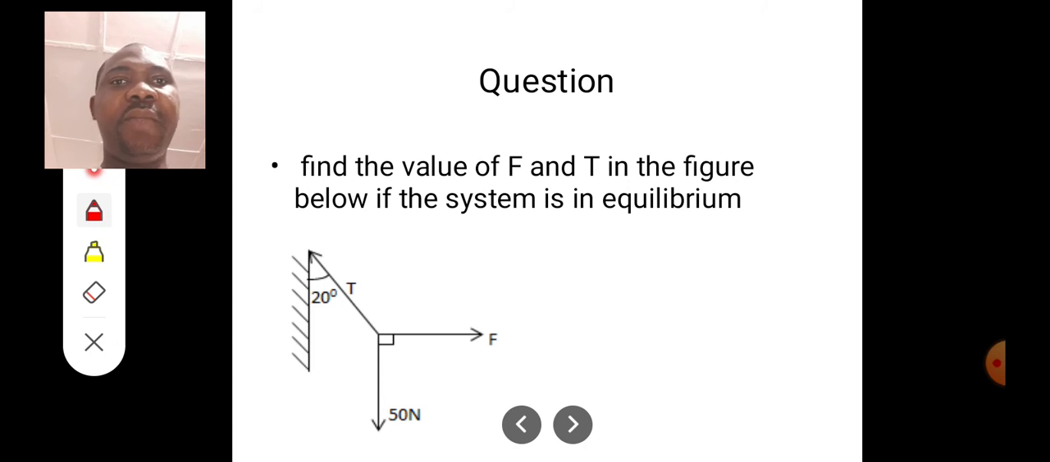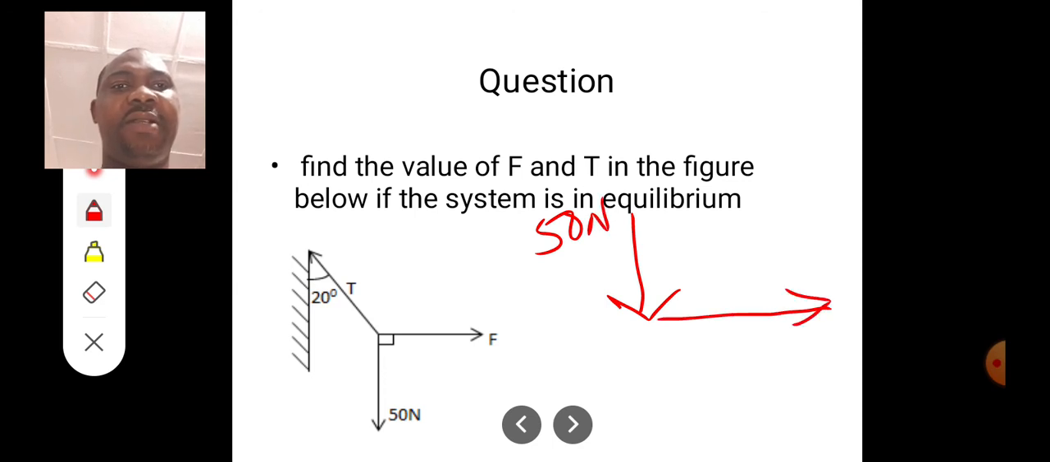So let's see a question here. This says find the value of F and T in the figure below if the system is in equilibrium. Now, if three forces are in equilibrium, the first thing I can do is to represent them in a triangular form. We may have different diagrams, but we can still be correct. I'm going to draw this before I show you. I want to start with the 50 newtons force. It's going downwards like this, so I'll write here 50 newtons. After that, let's continue with force F, which is perpendicular and going this way.